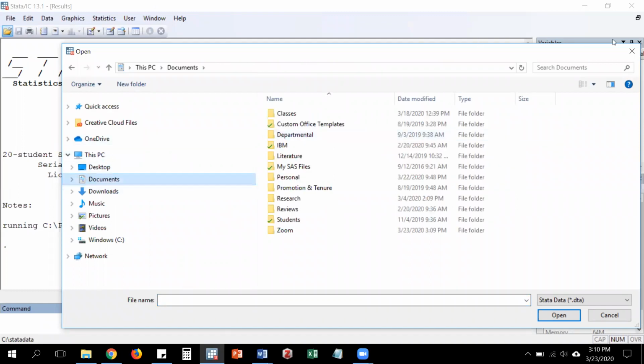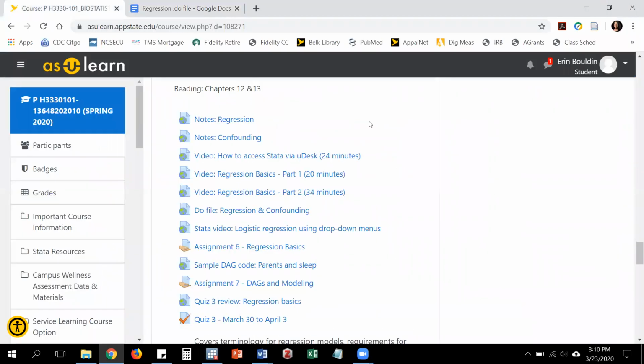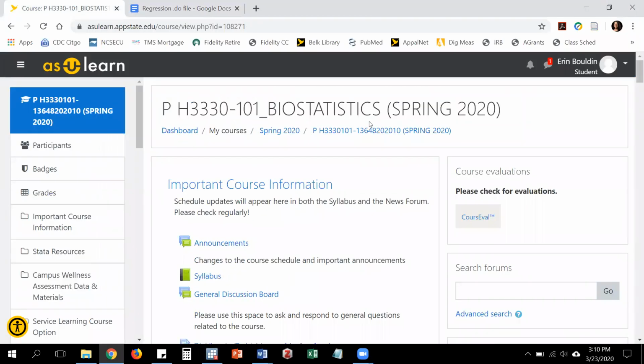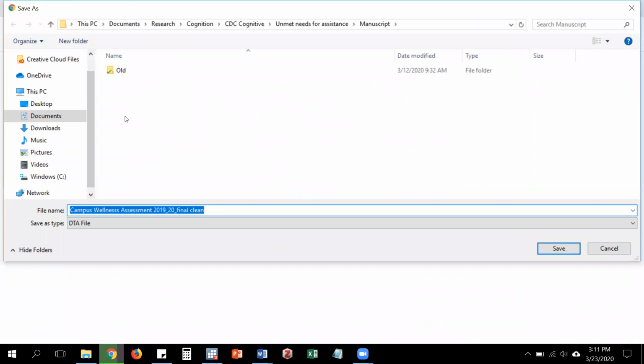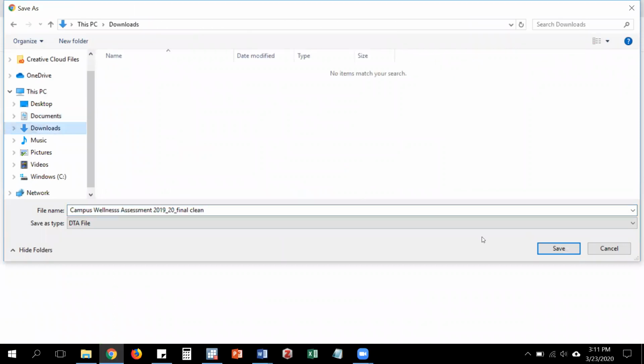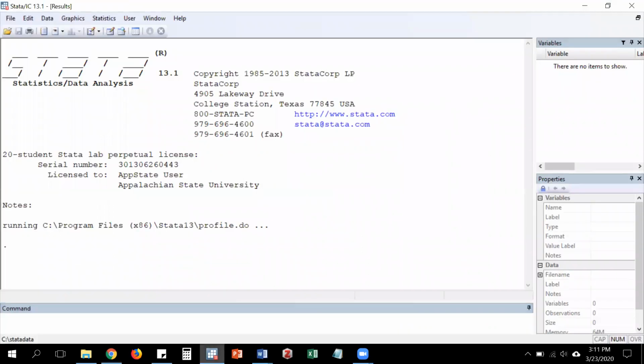Oops, I don't have it in my downloads folder on my personal computer, so I'm gonna go back and get that real quick. Okay, sorry, back to the top. So I'm gonna save the wellness assessment to my downloads folder and then go back over to Stata, and now I should be able to open it.